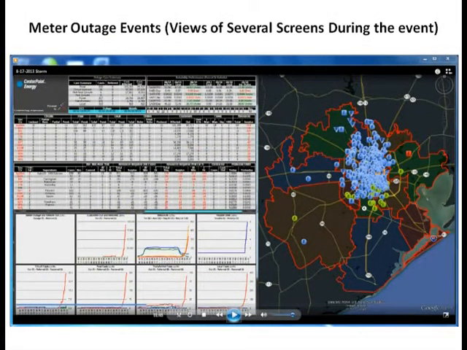This is a picture of our situational awareness screens. In the top left-hand side of the screen is the entire system by service center, broken down in the little lines below it. This is how our distribution guys wanted it to look. And we calculate our SAIDI and our SAIFI and our CAIDI every minute. Those are the calculations on the right-hand side of that upper screen.